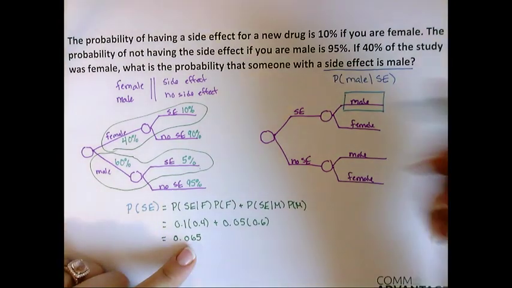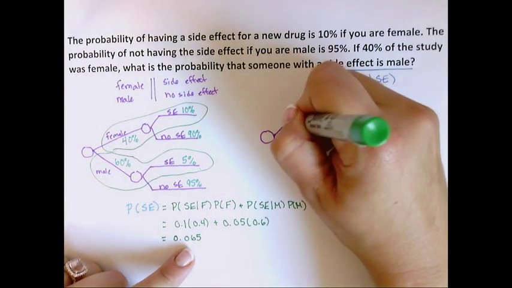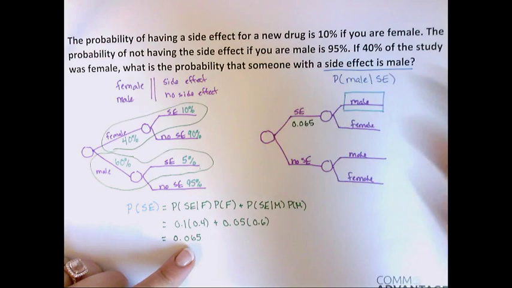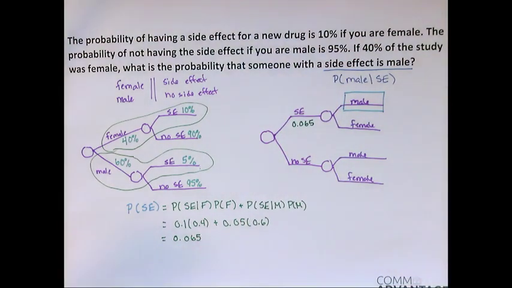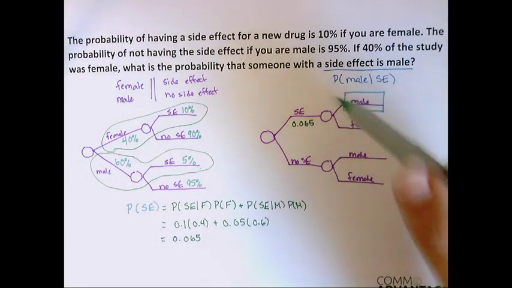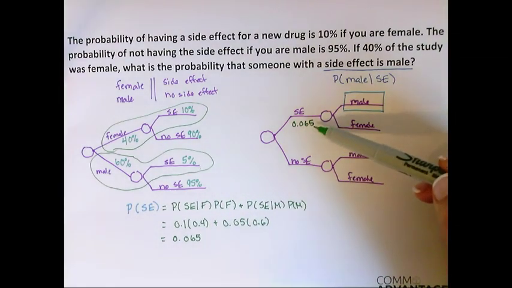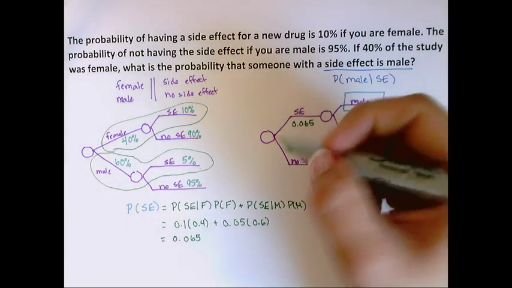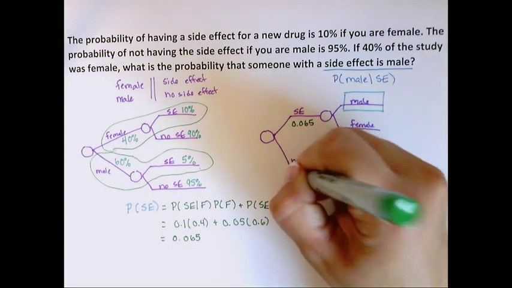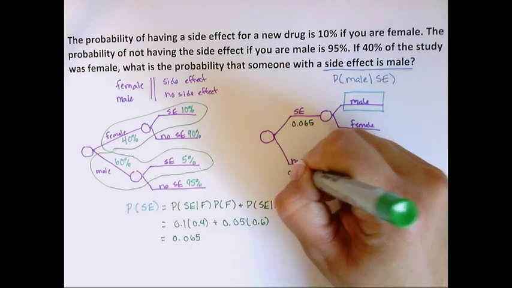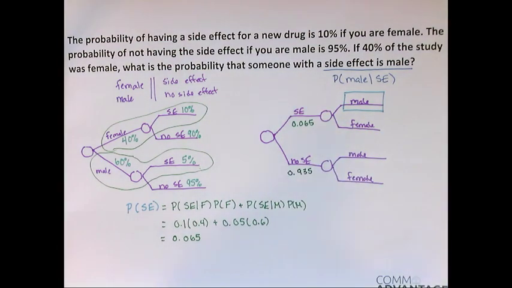So now that I have that, I'm just going to put it on my tree just so I've got it. You don't have to put everything on your tree if you don't want to, but I really like to make sure that I know what's happening. And if this probability of a side effect is 6.5%, I automatically know, I might not need it, but in other problems I definitely just need my whole tree, that this is going to be 93.5% here. They always have to add up to 1.